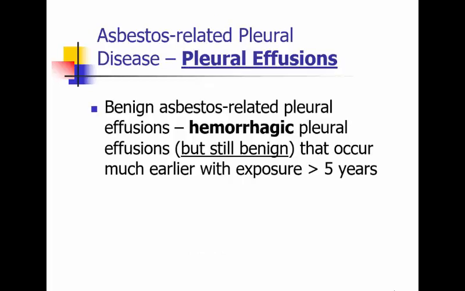The other condition is what we call pleural effusion related to the asbestos exposure. So, benign asbestos-related pleural effusion, which sometimes can be hemorrhagic, but it's still benign. And that is seen after exposure of more than 5 years to the asbestos. So now we have different kinds of diagnosis for the asbestos exposure.